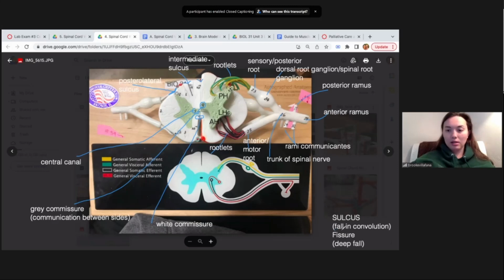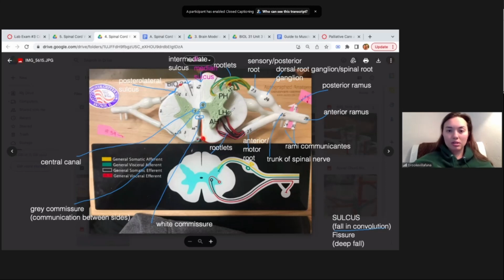Like I said, a sulcus is a fall versus a fissure is a deep fall. So I feel like I'm kind of running out of room here. Posterior median sulcus. Let's do pink. You can kind of see it, right? It's not like great, but you can kind of see it. Posterior median sulcus, intermediate sulcus, posterolateral sulcus.